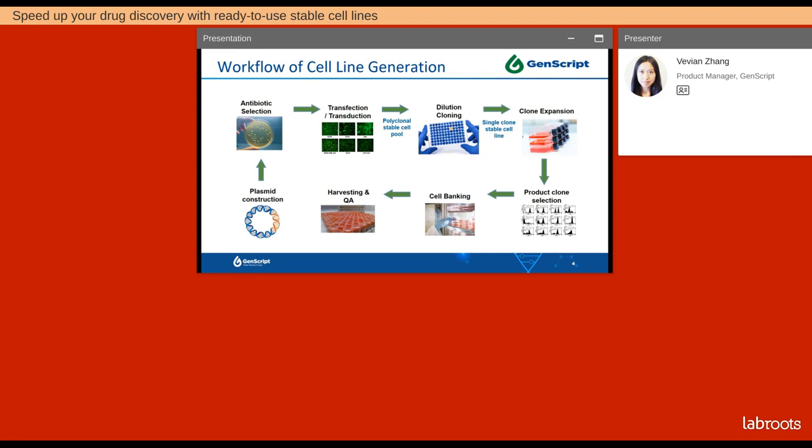Then we perform the dilution cloning to get a single clone stable cell line. And then each clone is further expanded in cell culture, and the one with the best performance is selected as our product. The product clone is then banked in our inventory, further expanded in harvest, and a portion is used for QA before the cell line product becomes deliverables.